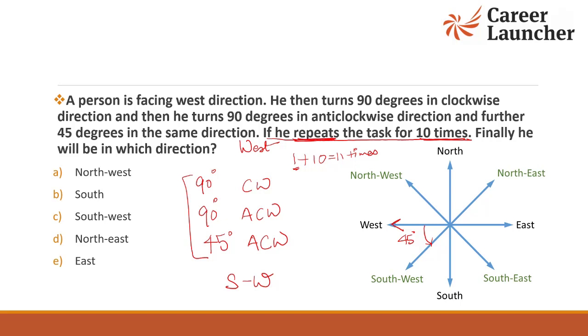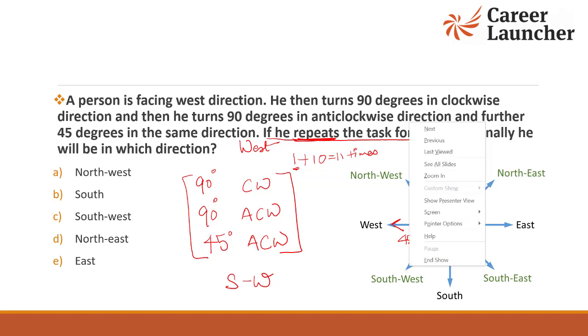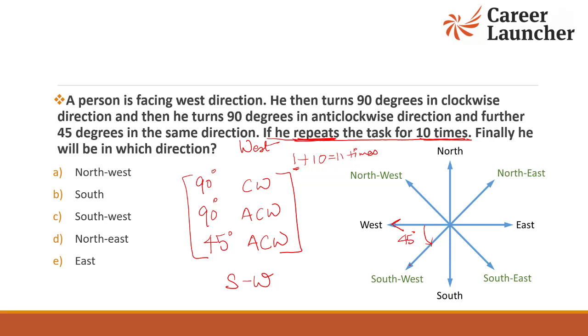So we have seen originally he was facing west, and once he completed this entire sequence of three movements, he shifted his position 45 degree anti-clockwise. So that is, after one task he is facing southwest. After another doing this task for one more time, he would be then in south. So after two times he would be facing south, three times southeast, four times east, 5 times northeast, 6 times north, 7 times northwest, and 8 times west.